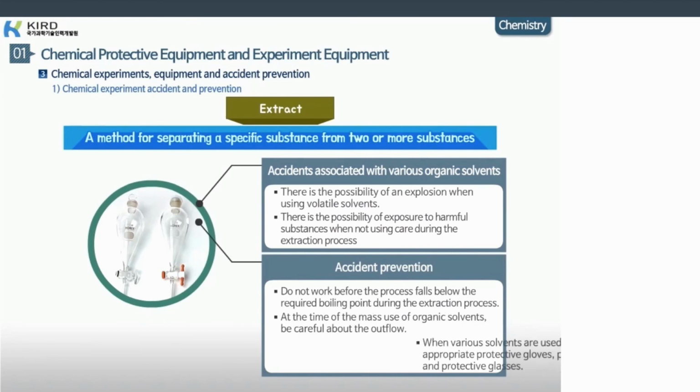To prevent an accident, do not work before the process falls below the recorded boiling point during the extraction process. At the time of the mass use of organic solvents, be careful about the outflow. When various solvents are used, wear the appropriate protective gloves, protective clothing, and protective glasses.